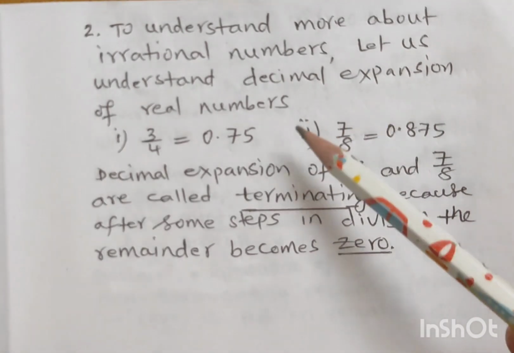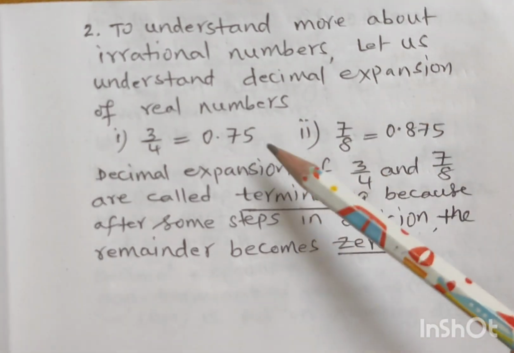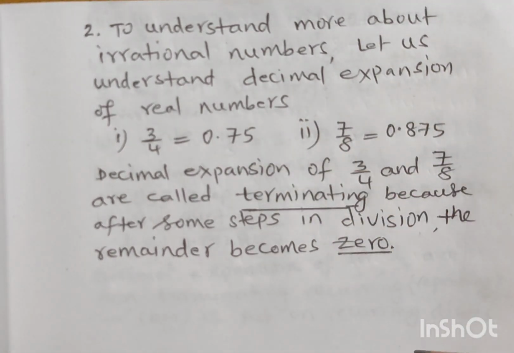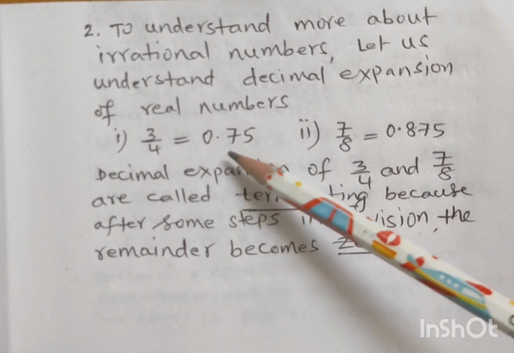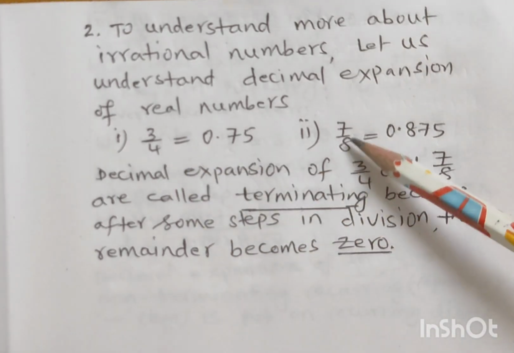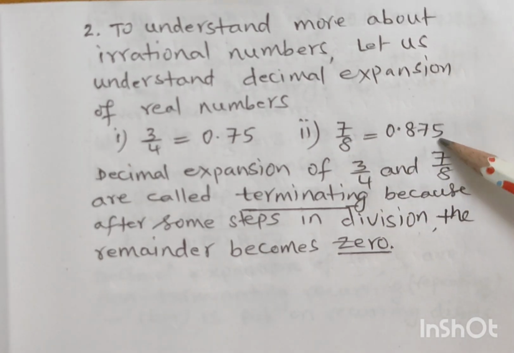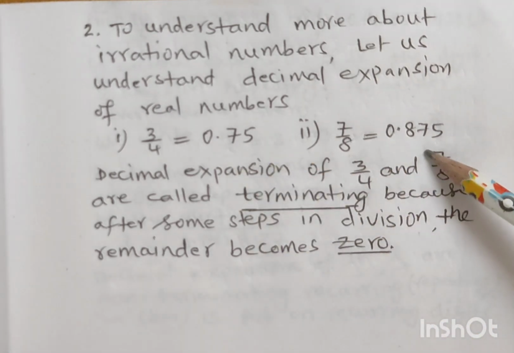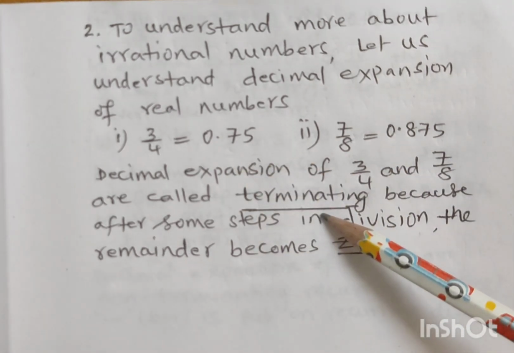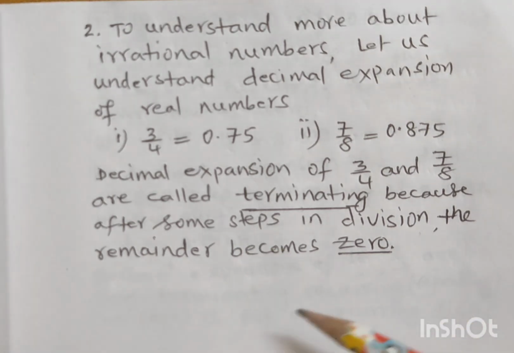To understand more about irrational numbers, let us understand decimal expansion of real numbers. 3 by 4, its decimal expansion is 0.75. For 7 by 8, we have 0.875 as the decimal expansion. These decimal expansions are called terminating because after some steps in division, the remainder becomes 0.